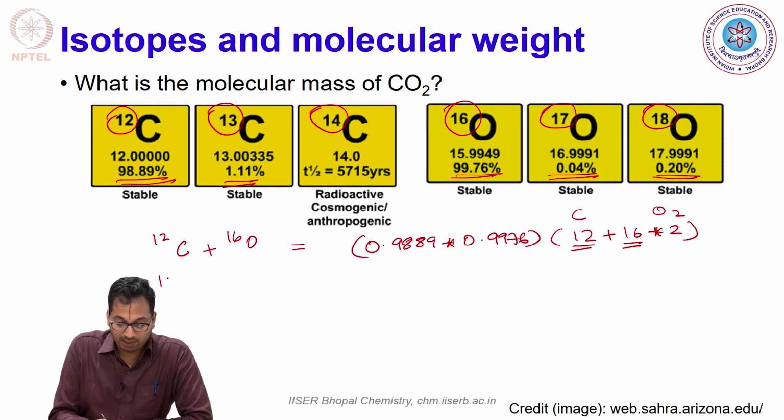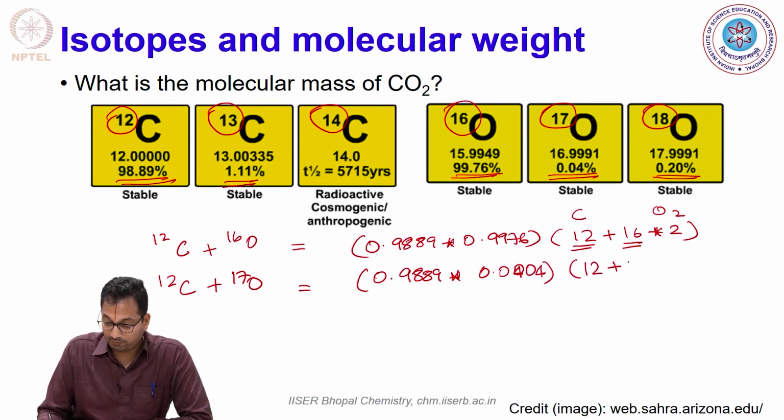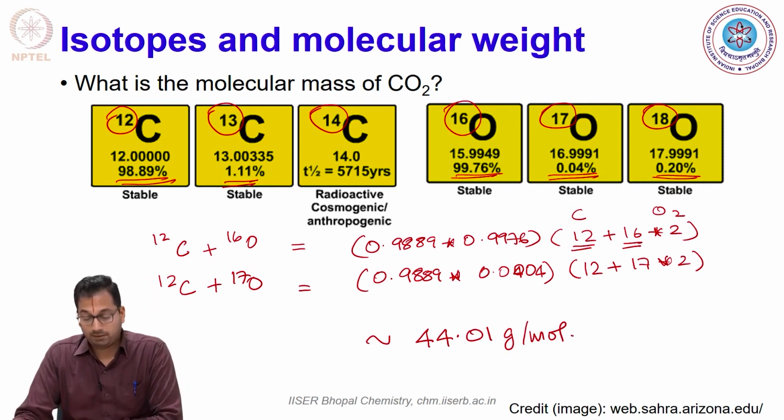On the other hand, if you are going to have 12C plus 17O, you are going to get something like 0.9889 times 0.04 times 12 plus 17 times 2. If you do the math, you are going to get something close to 44.01 grams per mole. We tend to assume that C12 and O16 constitute the molecular weight of carbon dioxide, and therefore we tend to say 44 grams per mole is the molecular weight of carbon dioxide.